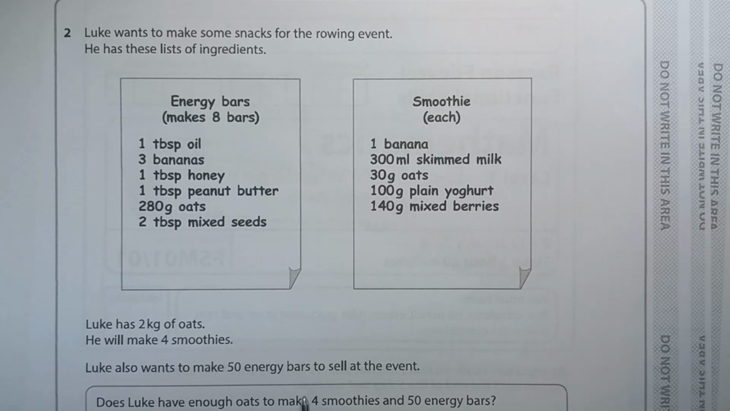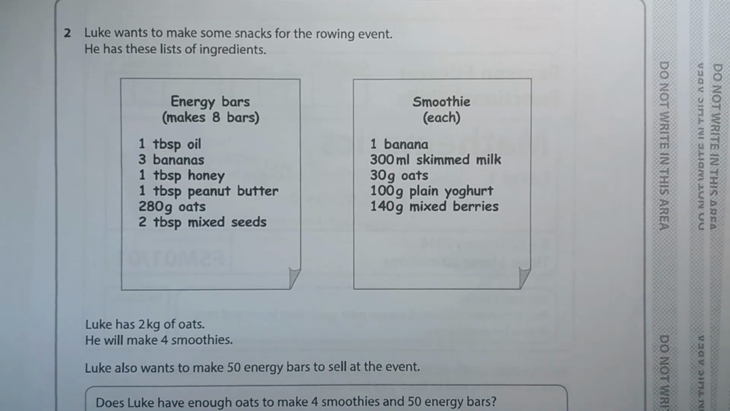Luke also wants to make 50 energy bars to sell at the event. Does Luke have enough oats to make 4 smoothies and 50 energy bars? Okay, now this is actually a 5-mark question. But you might not see it as many marks as 5. So let's see as we go along.